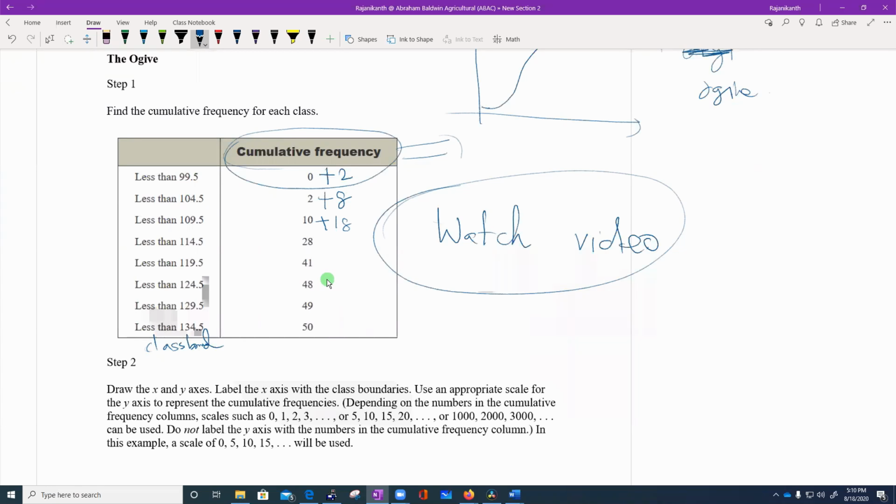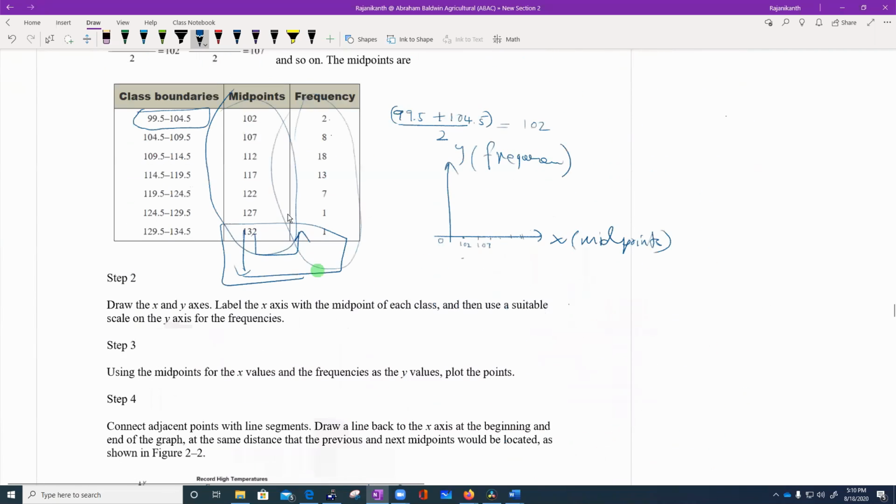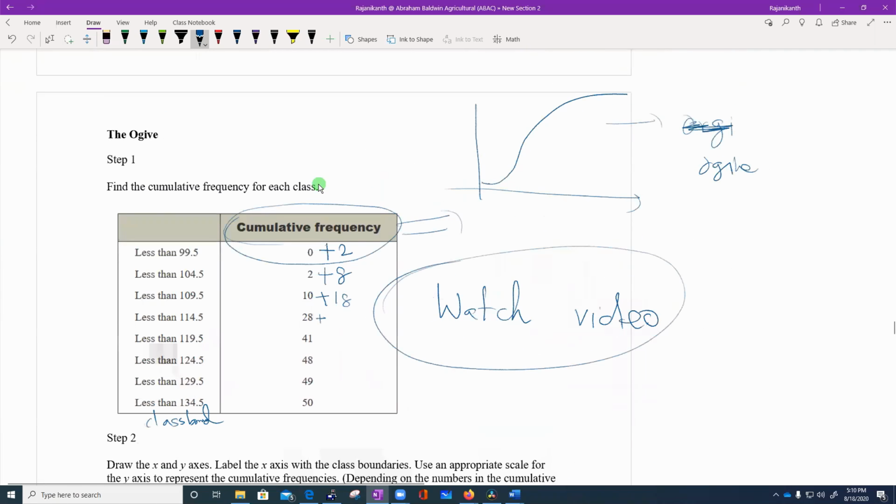That is 28. To get the next one, 28 with 13, then keep on adding, 41. 41 plus 7 will be 48. Plus 1 will be 49. Plus 1 will be 50. If you do it correctly, this will match your total data values, which is 50. So like that, you have to complete all the cumulative frequencies.